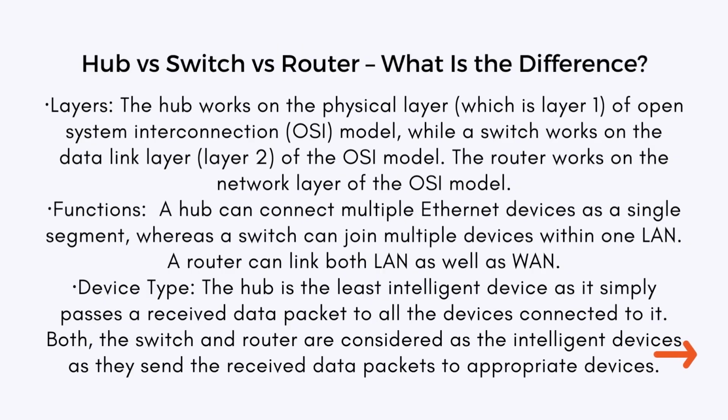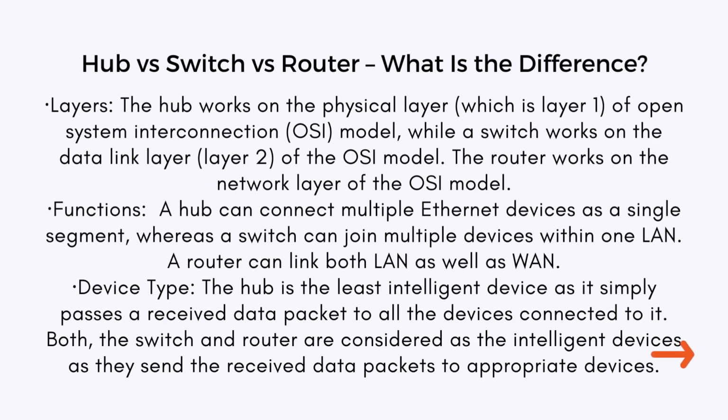Hub versus switch versus router. What is the difference? Layers. The hub works on the physical layer, which is layer 1 of the Open System Interconnection OSI model, while a switch works on the data link layer, layer 2 of the OSI model. The router works on the network layer of the OSI model.